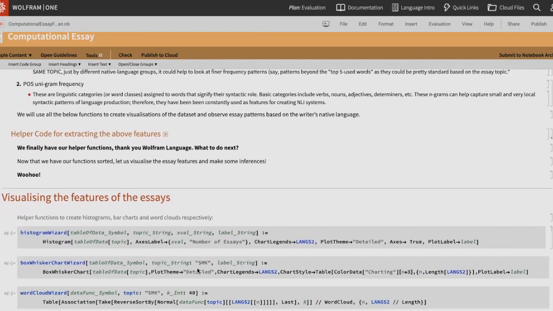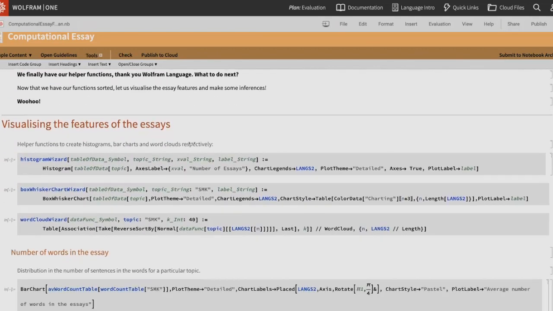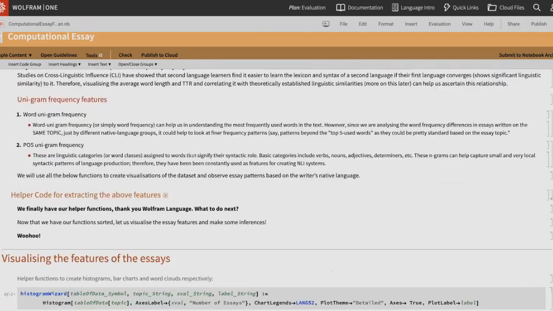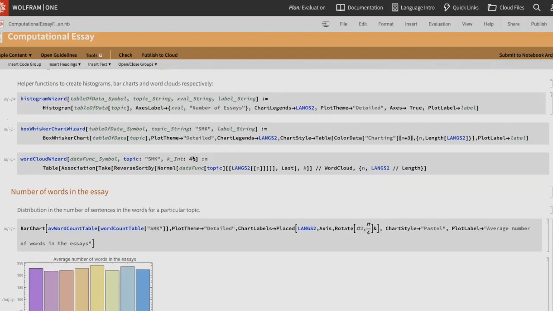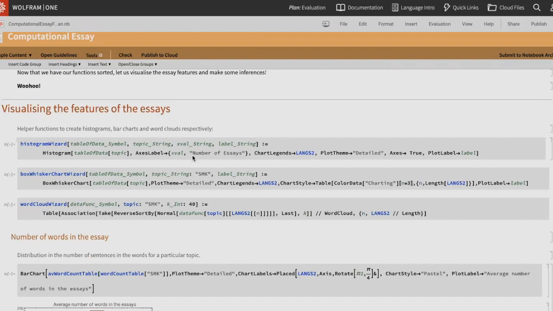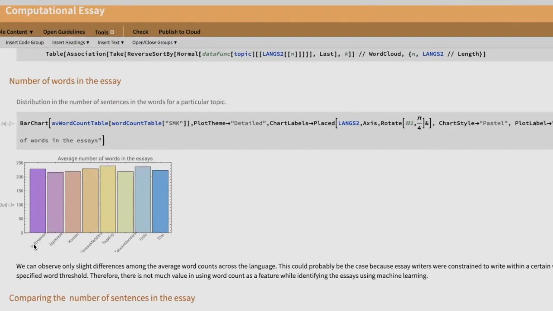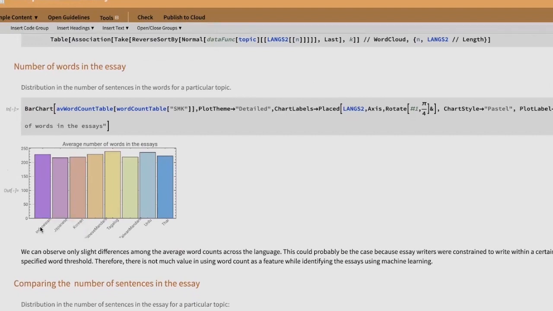With that being sorted out, after coding up the helper functions for all of these features, I decided to visualize them and then study them. So let's dive right into those visualizations. First was trying to gauge the word count of each essay and mapping them to the native language of the text writer. And this is the result I got. The x axis shows us the native language of the person who has written the text, and the y axis shows us the word count.